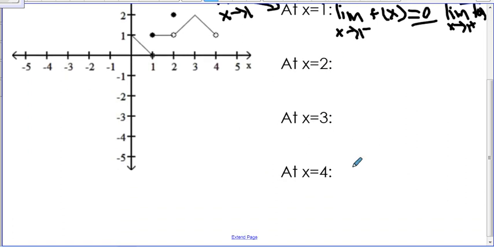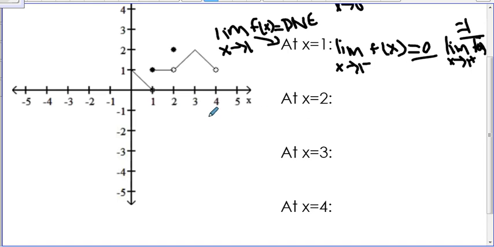All right, so let's look at 2. I'm going to write out here so maybe I have enough space. The limit as x approaches 2 from the left-hand side of f of x. We're at 2, coming from the left, and we still have a value of 1, so that equals 1.